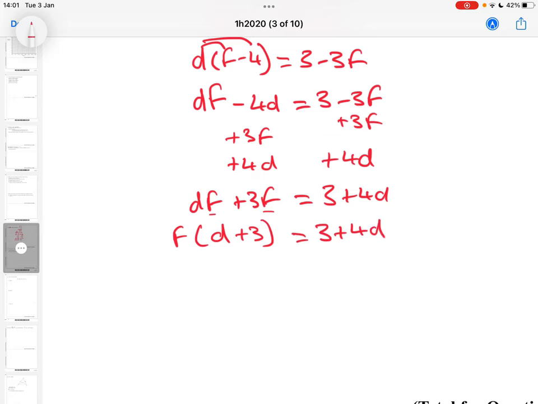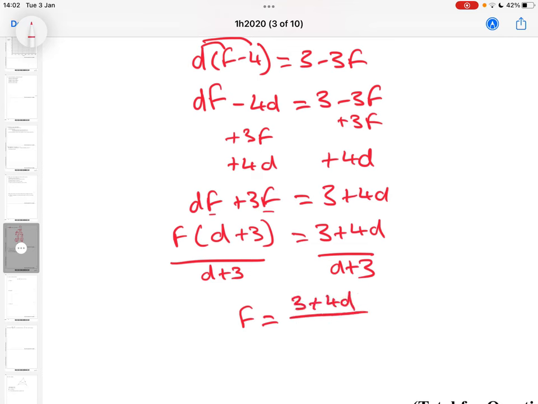The last step is, because this means multiply, I'm going to divide both sides by D plus 3. So F is going to equal 3 plus 4D over D plus 3. And that is the answer.